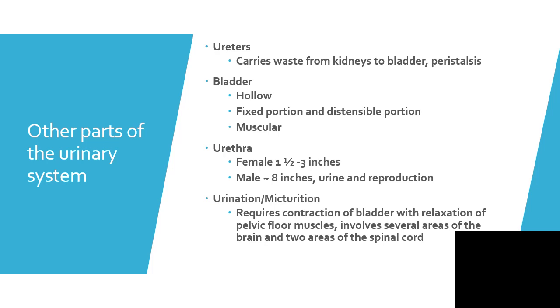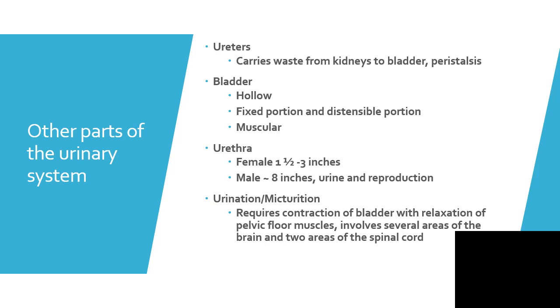Other parts of the urinary system include the ureters that carry waste from the kidneys down to the bladder via peristalsis. Our bladder is a hollow, fixed portion and distendable portion organ. It's very muscular and can stretch. The urethra in the female is 1.5 to 3 inches, whereas in the male it is about 3 inches and involved both in urine production and reproduction.